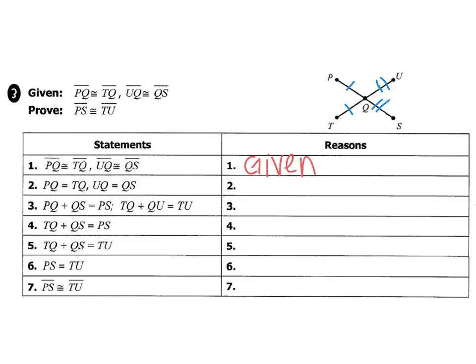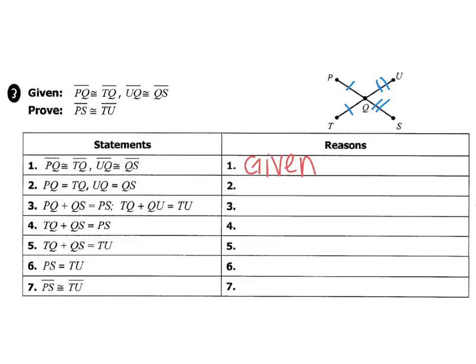About 99% of the time, your first statement and reason will always be the given information and given. Then we know that we're trying to prove that PS is congruent to TU. That is our end goal, so that's always going to be our last statement. Now, we've got all these statements in between, and we want to ask ourselves, how did we get them?